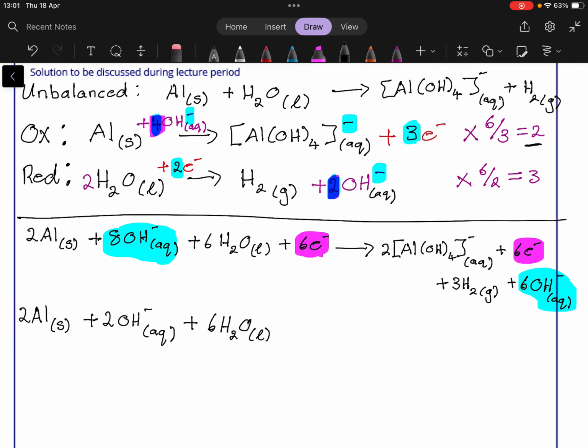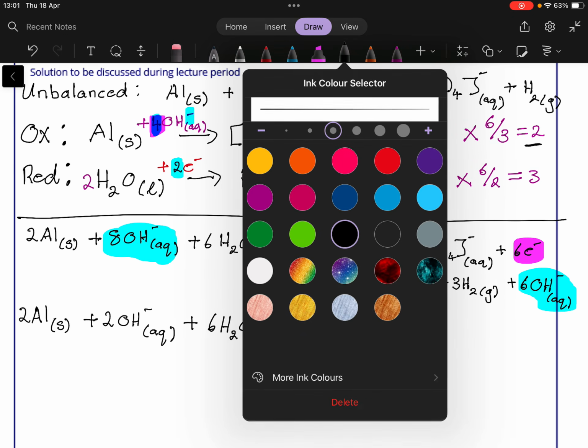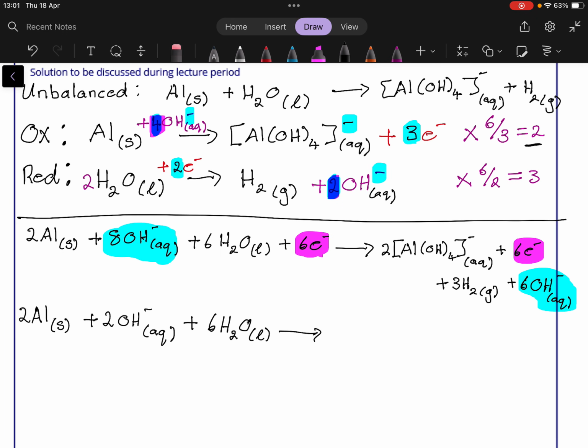So that cancels out. There are no electrons on either side, which it should be, because we balance the equations according to the number of electrons. We're trying to get the same number on the left-hand side and the right-hand side so that we have charge balance in the overall equation. Right. We have the 2 aluminium complexes, Al(OH)4 minus aqueous. The electrons are gone, the hydroxides are gone, so we're only left with the 3 hydrogens.